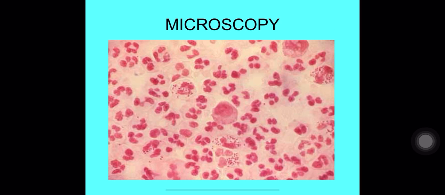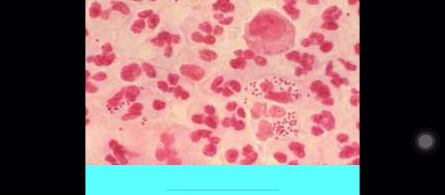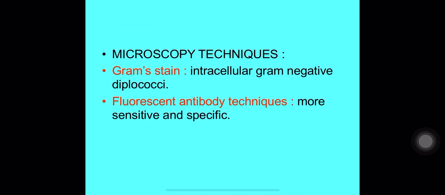transport medium. In microscopy, you can see pus cells, and several pus cells can have small gram-negative cocci in the cytoplasm. Plenty of gram-negative cocci, even several hundreds in number, can be found in the pus cells. Intracellular location is more common than extracellular. Microscopy techniques include gram stain showing intracellular gram-negative diplococci, and fluorescent antibody techniques, which are more sensitive and specific.